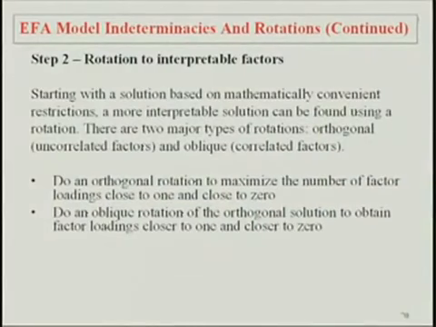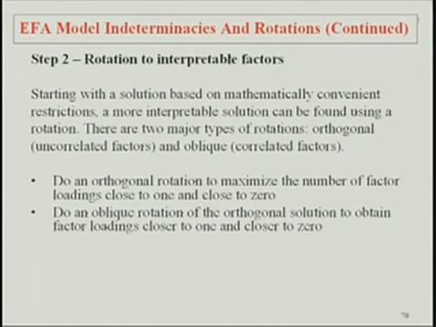So we have two types of rotations, orthogonal where the factors are uncorrelated, and oblique, where the factors are allowed to be correlated. First, the orthogonal rotation is done such that the number of factor loadings close to 1 and 0 is maximized. So it's rotated until you have the maximum number of factor loadings close to 0 and 1. So it's sort of like in regression, you fit the line until the difference between the estimated line and the observed values is as little as possible.